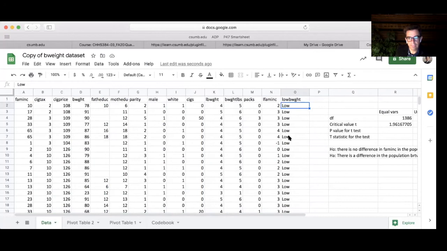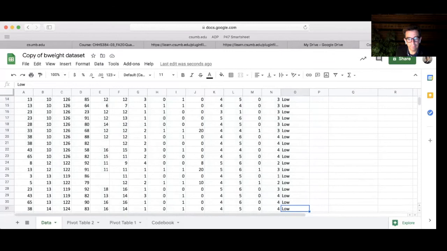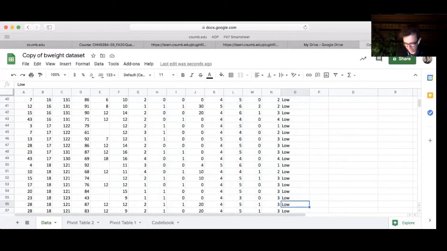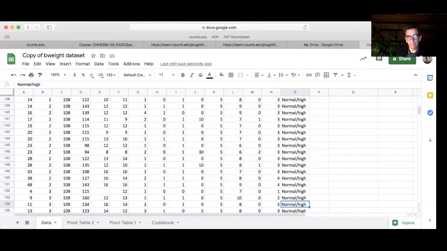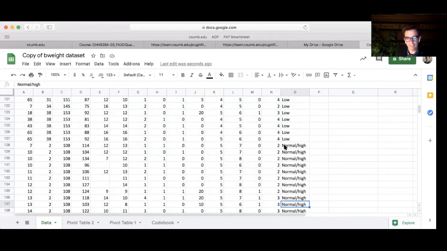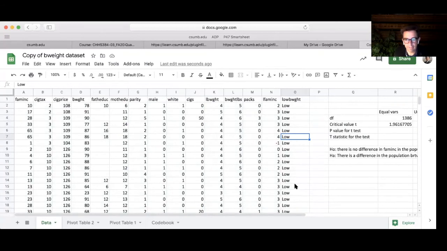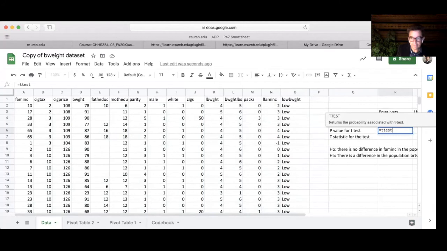So we're seeing all the data for babies that had low birth weight, and then below them, we're going to see babies that had normal or high weight. This is their data. Okay, so good. We have our data sorted now by these grouping variables. So now we can calculate the p-value. So we're going to do that by saying equal t-test, and then open parentheses.